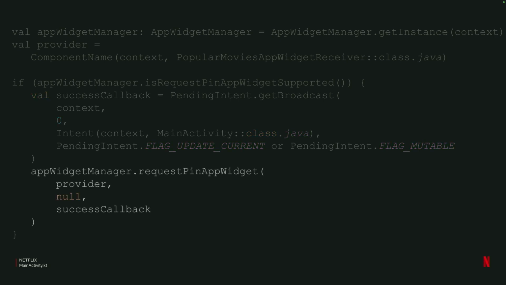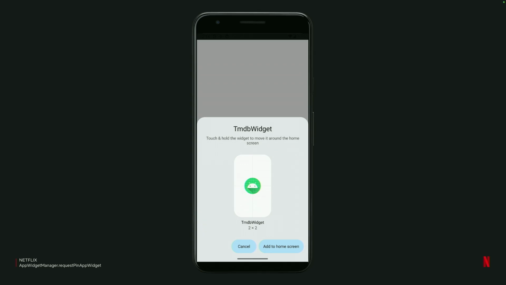This does what we're looking for, calling app widget manager request pinned app widget, passing the provider and the success callback. You can pass in null if you don't need a success callback, but it will look something like this when it runs.